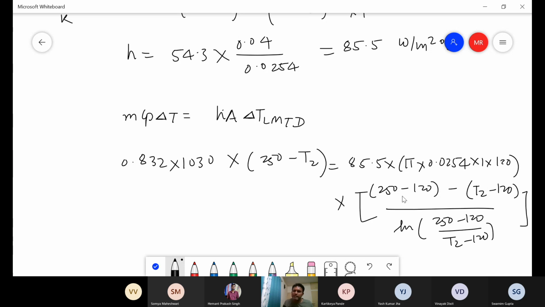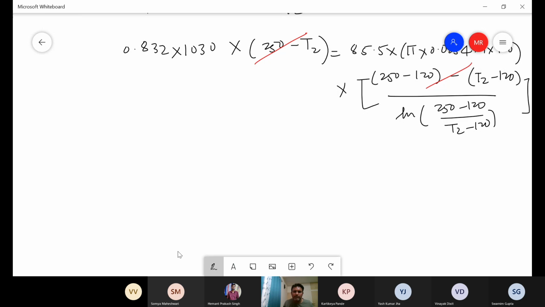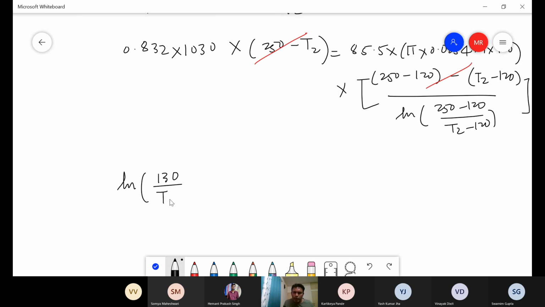Okay, so from this balance, the numerator of this cancels out with this. Again, if we simplify the equation further, what we expect to get here is ln of 130 divided by T2 minus 120.